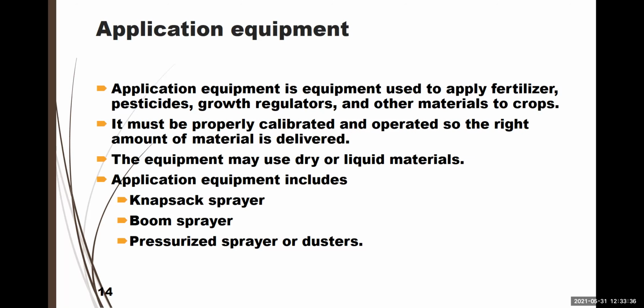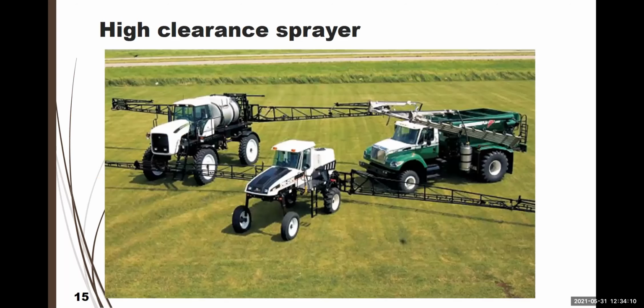So that's basically a key point that I want to mention in this slide. Application equipment is equipment used to apply fertilizer, pesticide, growth regulator, and so on. The next step is to have a calibration procedure to be sure that the equipment delivers the right amount at the right usage of chemical. The equipment listed here, for example, is a knapsack sprayer, boom sprayer, pressure sprayer, or duster.